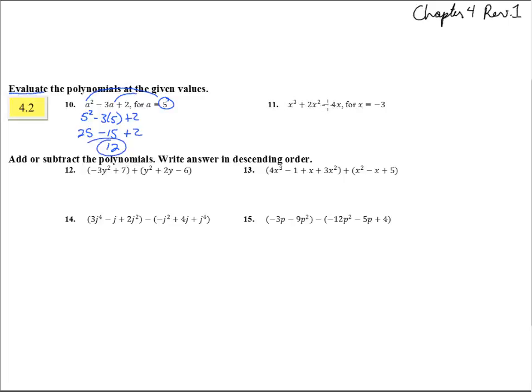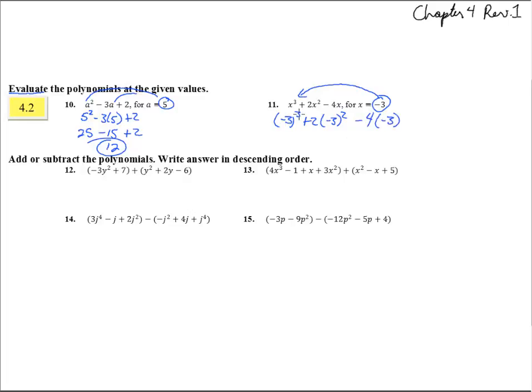Number 11. x cubed plus 2x squared minus 4x, for x is a negative 3. So we're going to stick that in and have negative 3 to the third power plus 2 times a negative 3 squared. Now that squared only goes on the negative 3. That's important to note. Plus minus 4 times a negative 3.